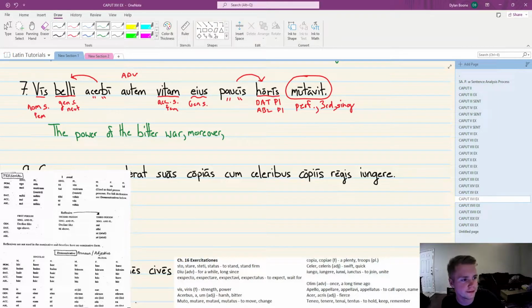Okay, what has it done? Has changed, right? Since we're perfect. And we need our direct object, so what's an accusative? Vitam. So has changed the life, but we have eius right next to it, so not the life, but, you know, his, her life. We'll go with his life. His life. Paucis horis.